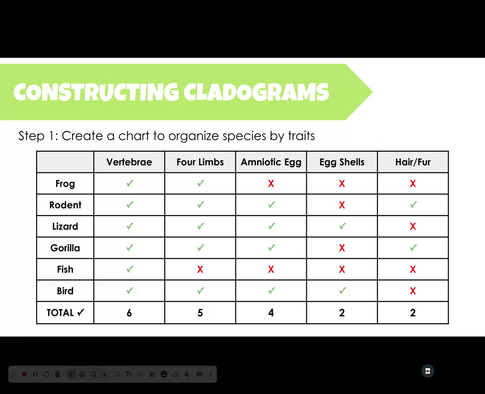So we're basing this on shared traits only, not DNA. So this first step is to take the species that you want to compare, and you need to identify traits that they have in common. And so if these are the organisms I want to compare, I want to compare a frog to a rodent, to a lizard, to a gorilla, to fish, to bird, I need to find traits that go from kind of most common to least common. So I want to compare vertebrae to having 4 limbs, to having the amniotic egg, to eggshells, to hair and fur. And what you do is you go through and check off who has what, and you can create a tally of most common to least common traits.